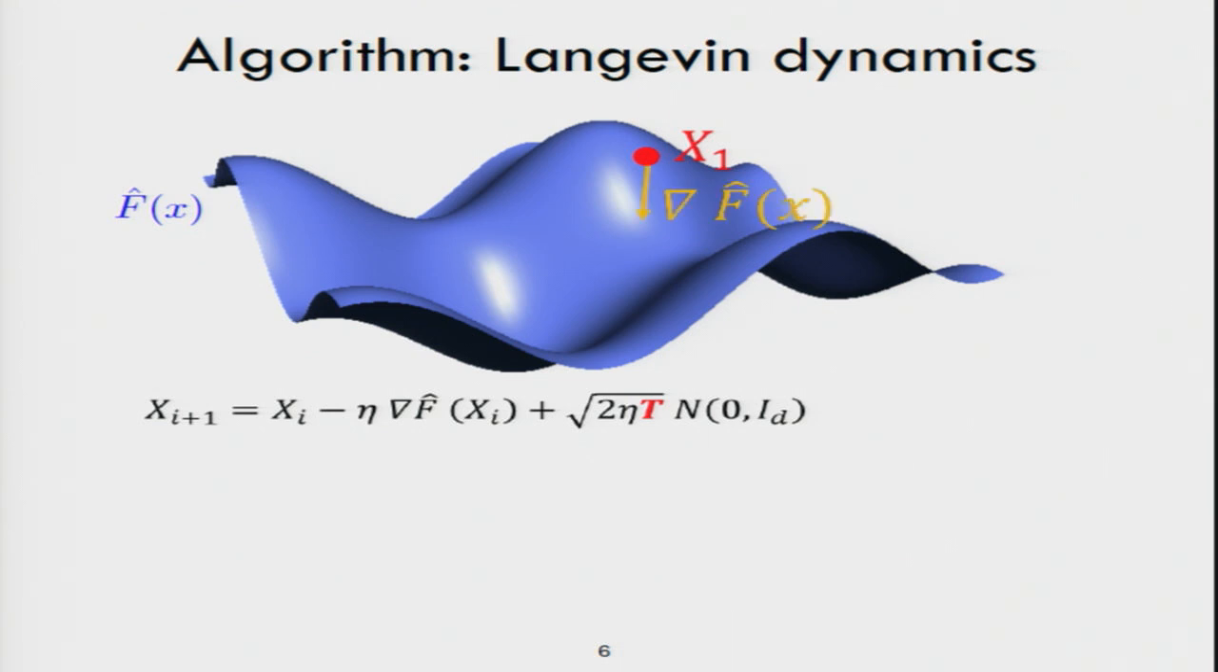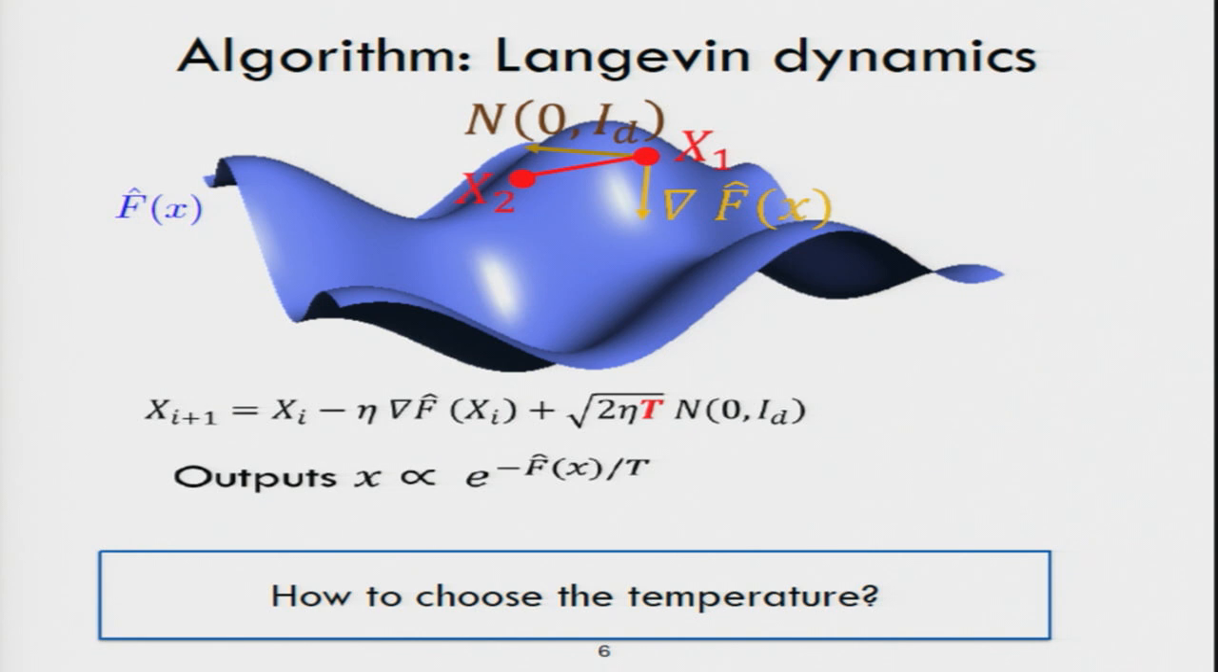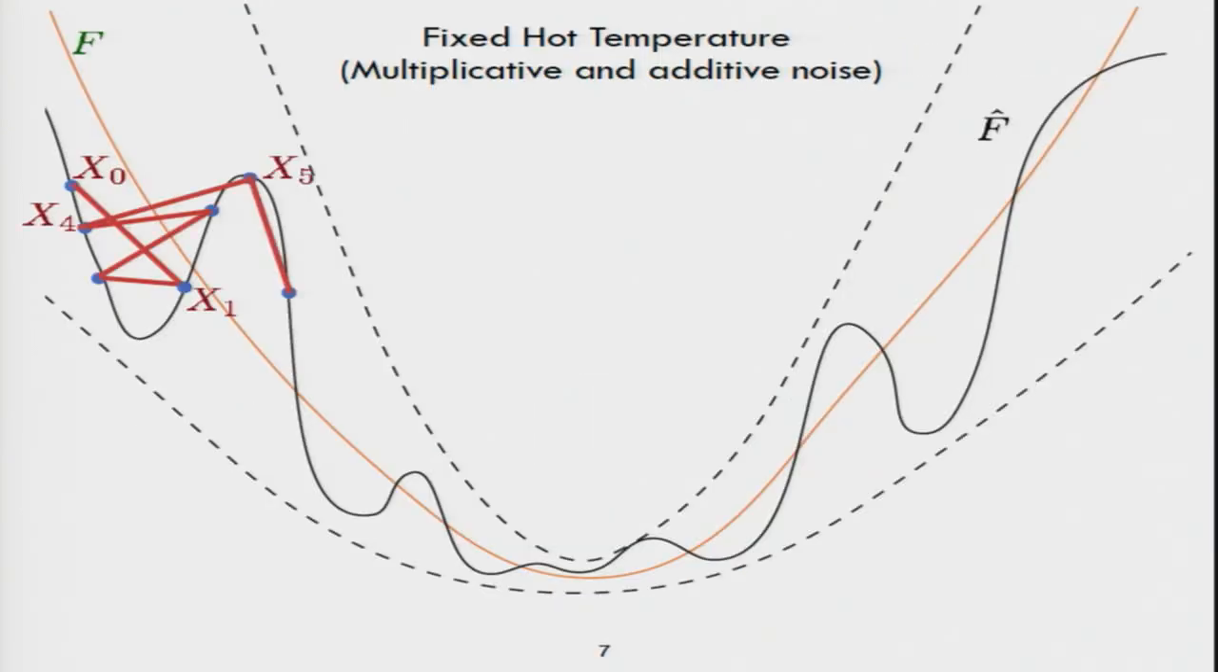So the idea is that if we run this Markov chain after many steps, we reach a point x, which is distributed according to the Gibbs distribution e to the minus f hat of x over t, where t is a temperature parameter that's associated with the Markov chain. So the question is, if we want to get an efficient optimization algorithm using this Markov chain, how should we choose the temperature? We're running this Markov chain on the approximate function f hat.